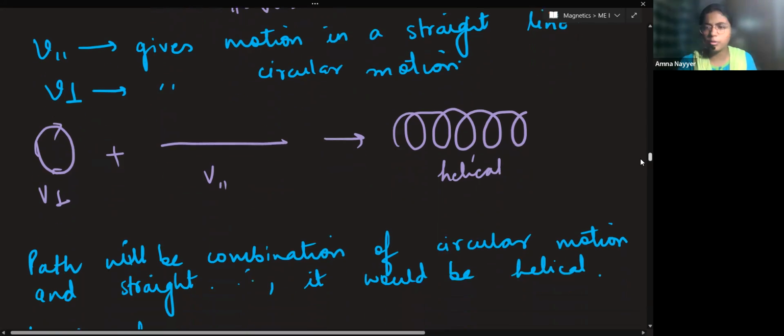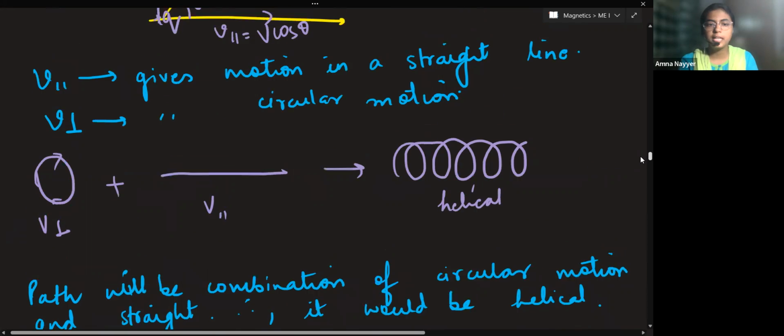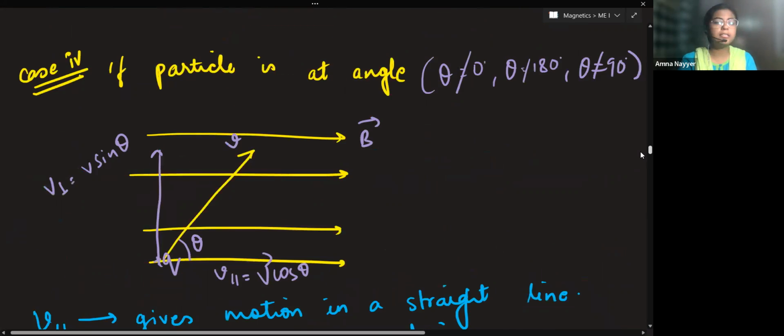No numericals come from here. Numericals come only from your third part. Those formulas, yesterday we had seen radius, angular frequency, linear frequency, time period, all those formulas. So the path will be a combination of circular and straight line and it will be a helical motion. Fine. So quickly note down this fourth part.